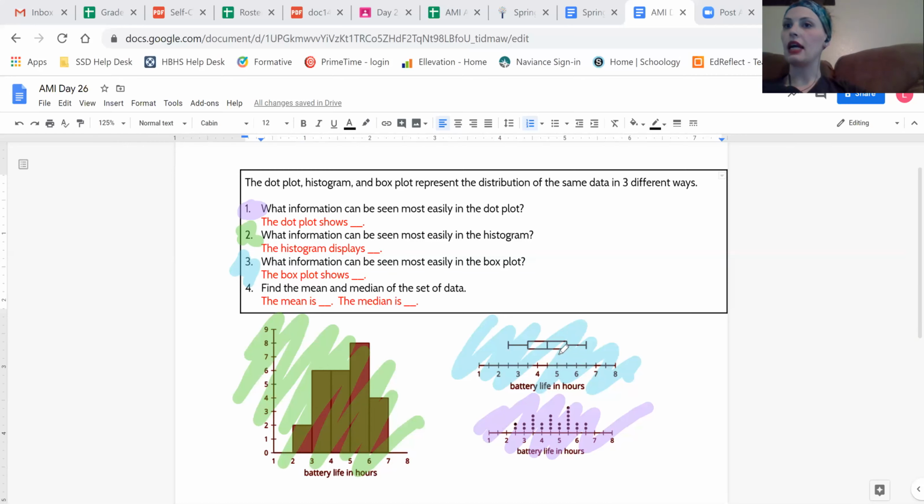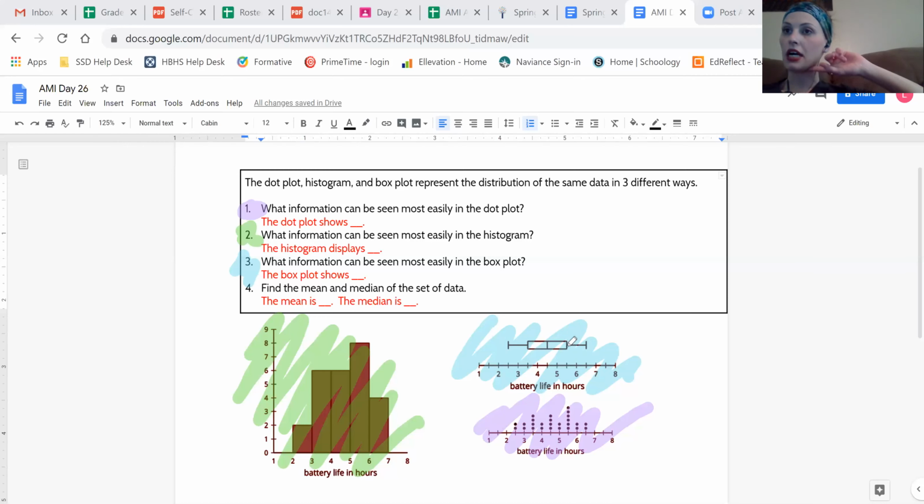So in the box plot, I'm not sure if you've had a lot of time interpreting these box plots, but this line in the middle, that's going to be the median. And so the median is the middle value. That means half of the phones last more than 4.5 hours, and half of the phones last less than 4.5 hours. Here is the lowest value at the end of the whisker, and here is the highest value at the end of the whisker.